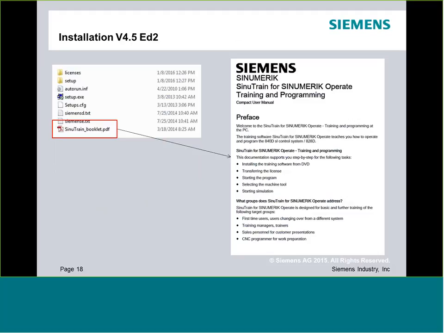Now, when you're looking at your file structure with your Sinutrain disk, I always like to point out that there is a manual for Sinutrain that you get with all that software. So right there you see the Sinutrain booklet.pdf. So the Sinutrain booklet, if you launch it, it does support 2 languages. It starts with German, and then as you go further down, you'll get the English version.